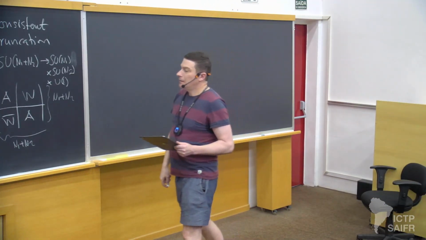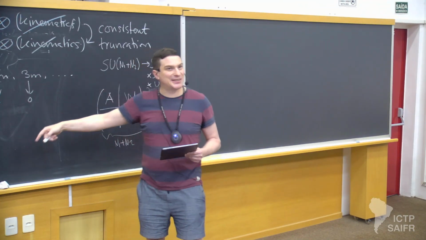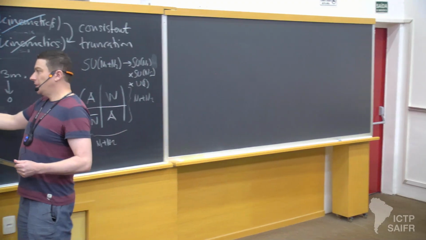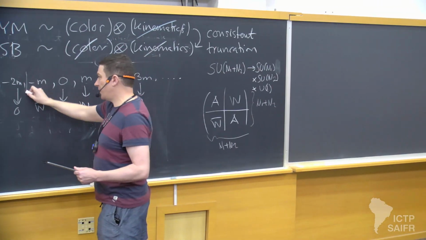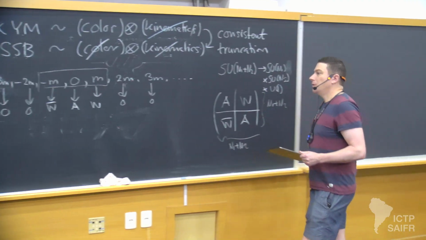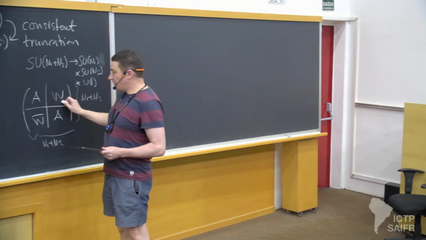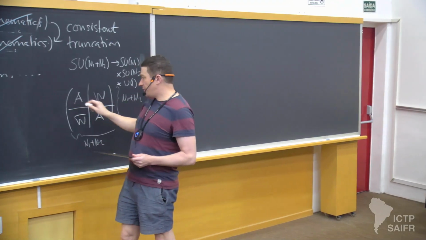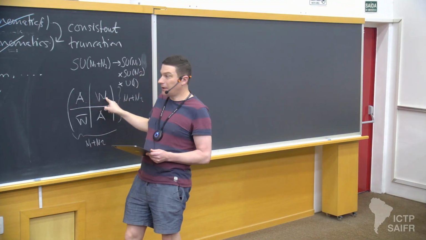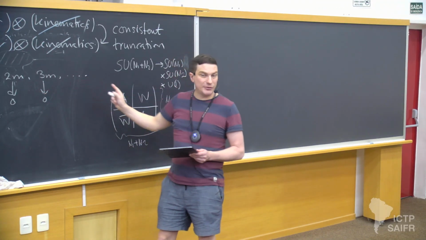And now the word consistent here means that you have to check that this is consistent, in the sense that when you scatter these particles, they will always remain in this subsector. They will never leave this subsector. And the reason why they never leave this subsector is because we have correlated the color breaking with the kinematic breaking. They're correlated, and they will always stay correlated.